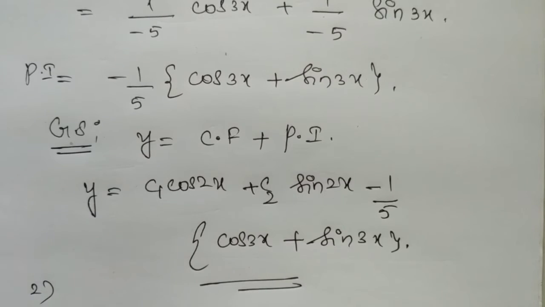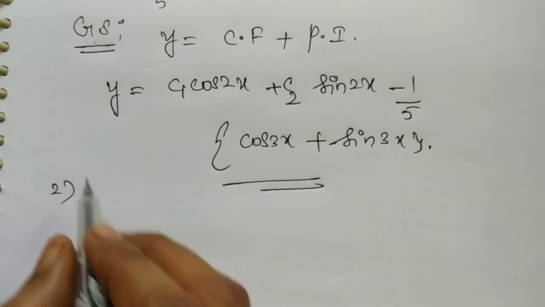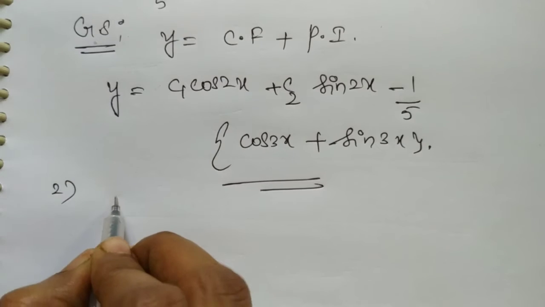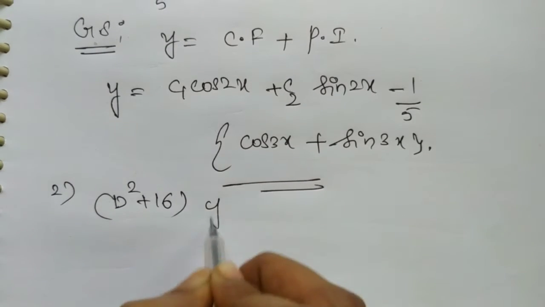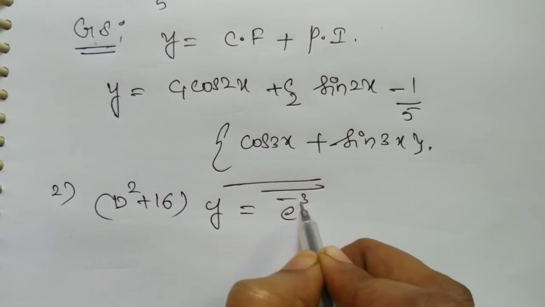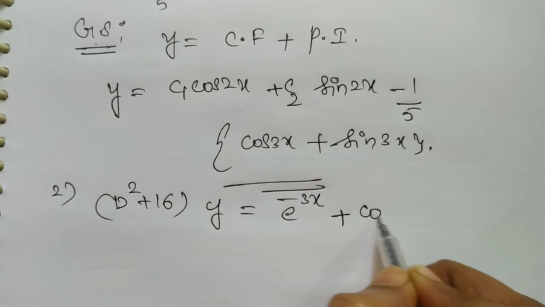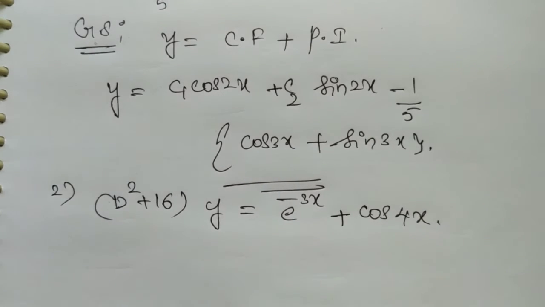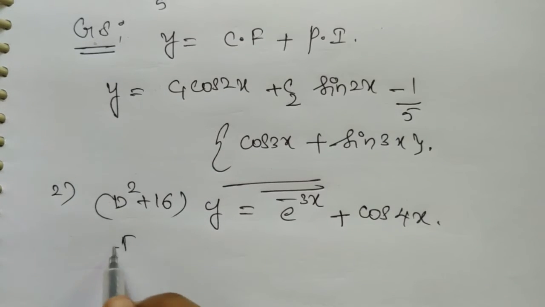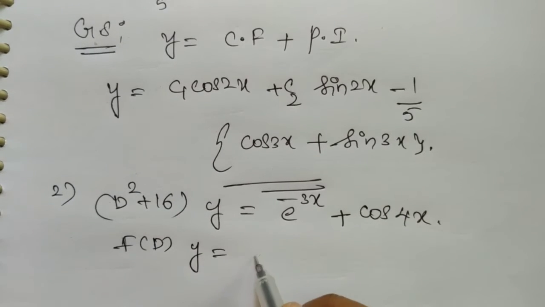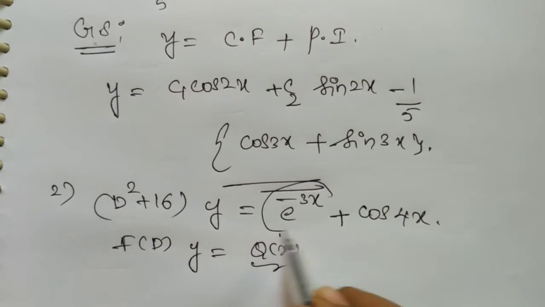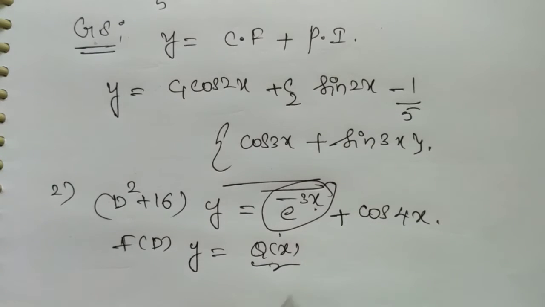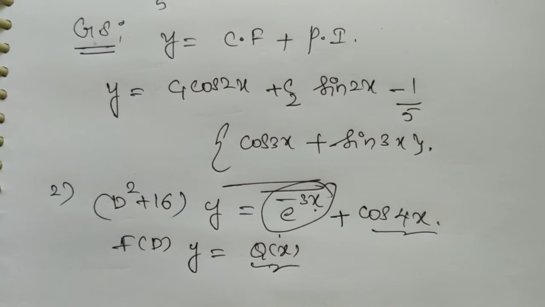So coming to the next problem, that is (d square plus 16) y equal to e power minus 3x plus cos 4x. Okay. So f of D y equal to Q of x. So here Q of x is not equal to 0. So first term belongs to method 1, e power ax, and second term belongs to method 2.